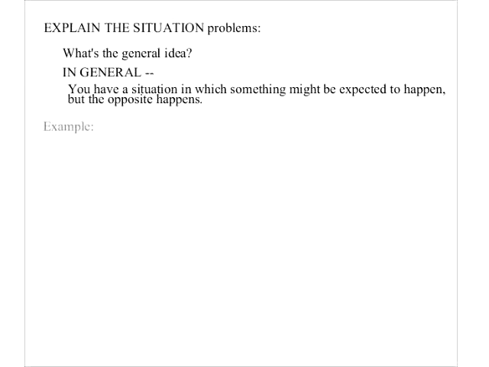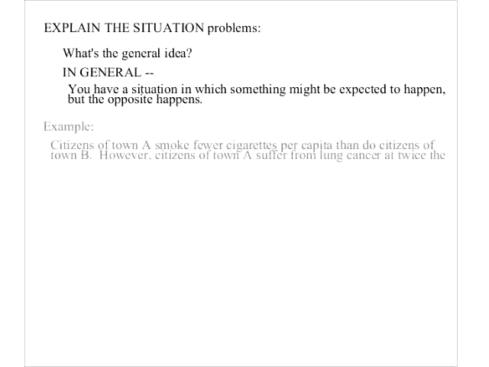Example, something like: citizens of town A smoke fewer cigarettes per capita than do citizens of town B. However, citizens of town A suffer lung cancer at twice the rate at which citizens of town B suffer that disease.